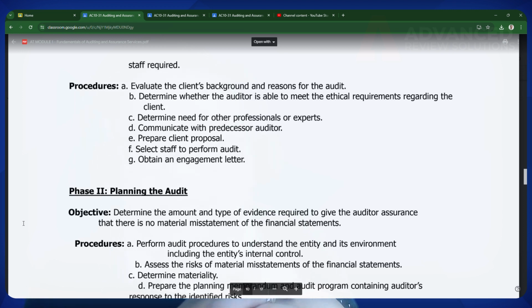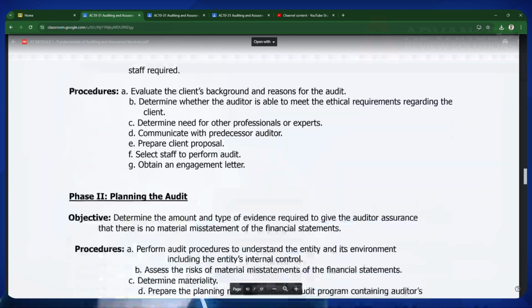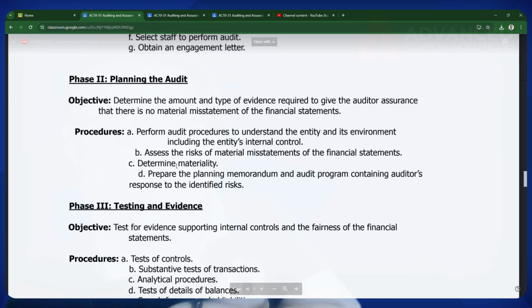And letter F, select staff to perform audit. And the last one is to obtain an engagement letter. Sige, one by one tayo, class, no? So, ito yung gagawin mo, ha? So, in terms of the planning of the audit as phase 2, ano objective mo naman dito, no? Determine the amount and the type of evidence required to give the auditor assurance that there's no material misstatement.